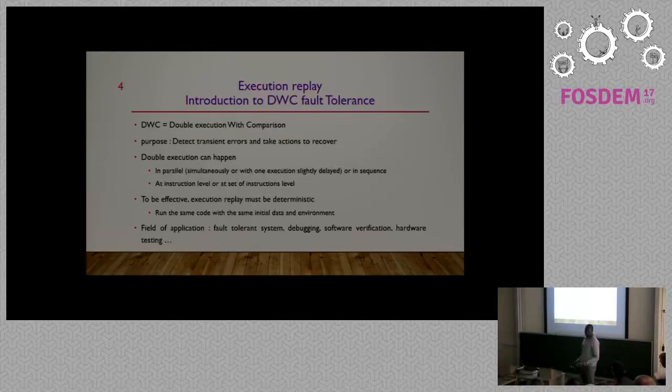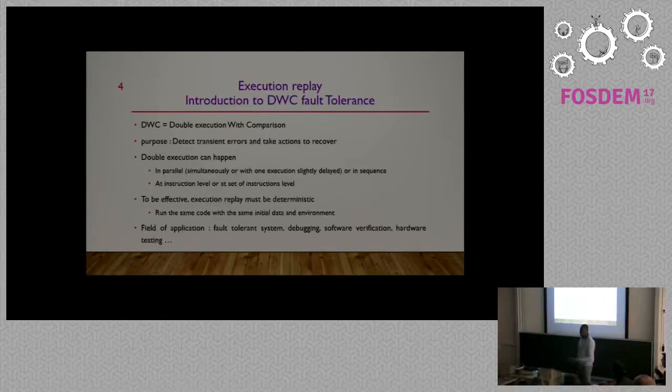Generally, this double execution may happen in parallel, or some people do it simultaneously but with one execution delayed relative to the first. Others can also do it in sequence. That is what we are doing here. It may also happen at instruction level or at a set-of-instructions level. For what we are doing, we are specifically doing it for a set of instructions.